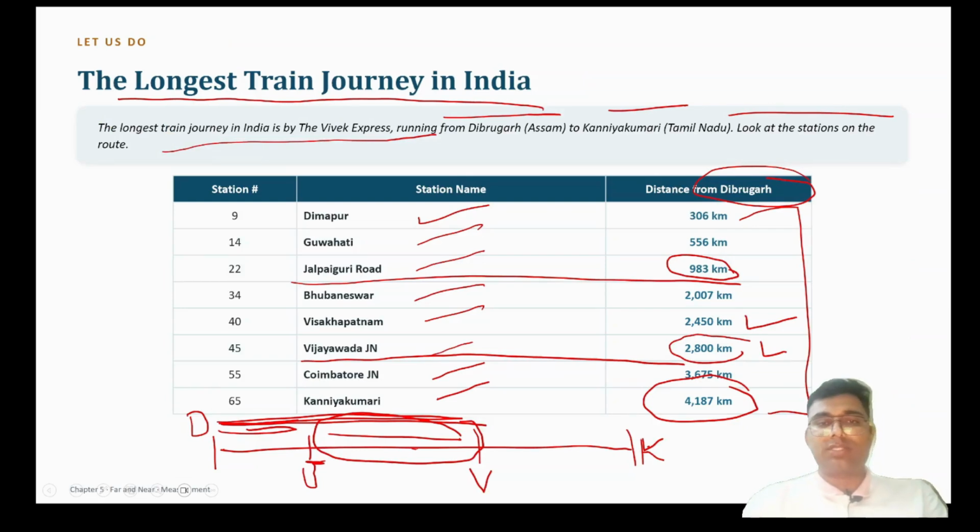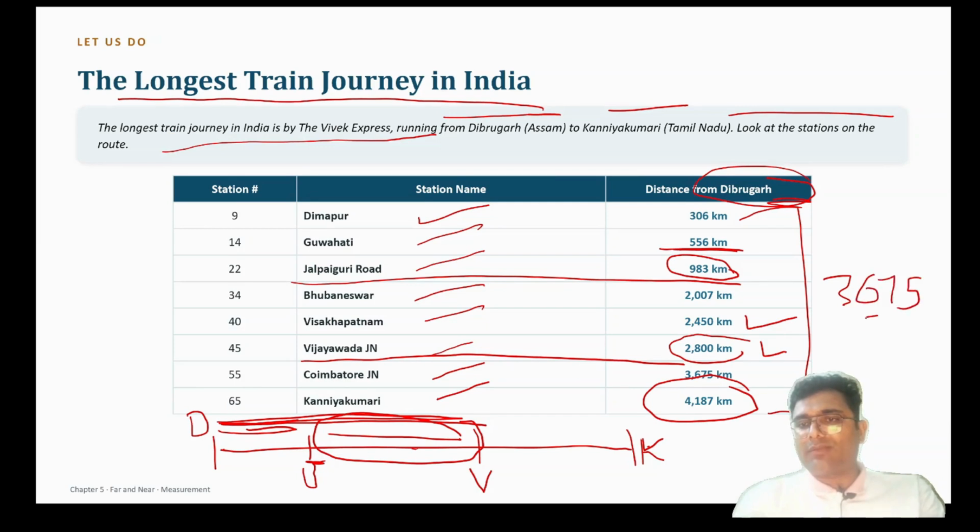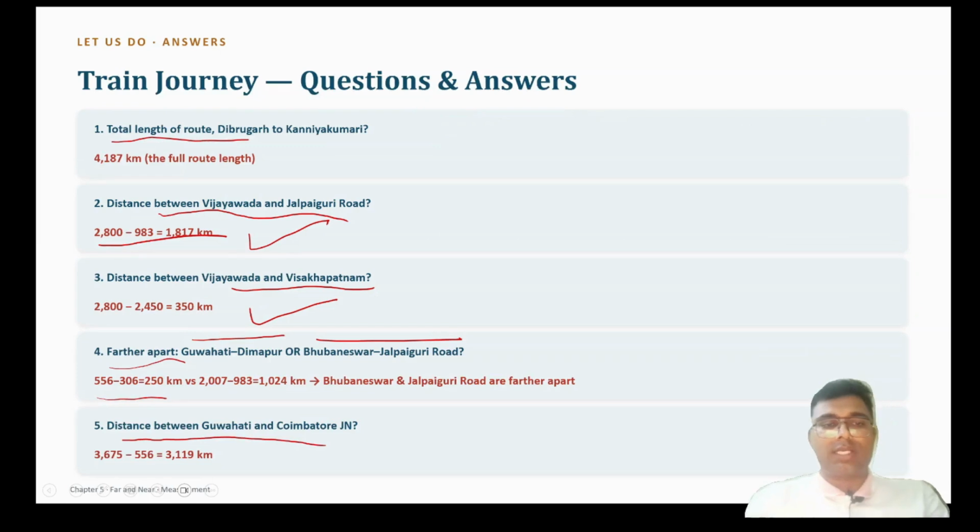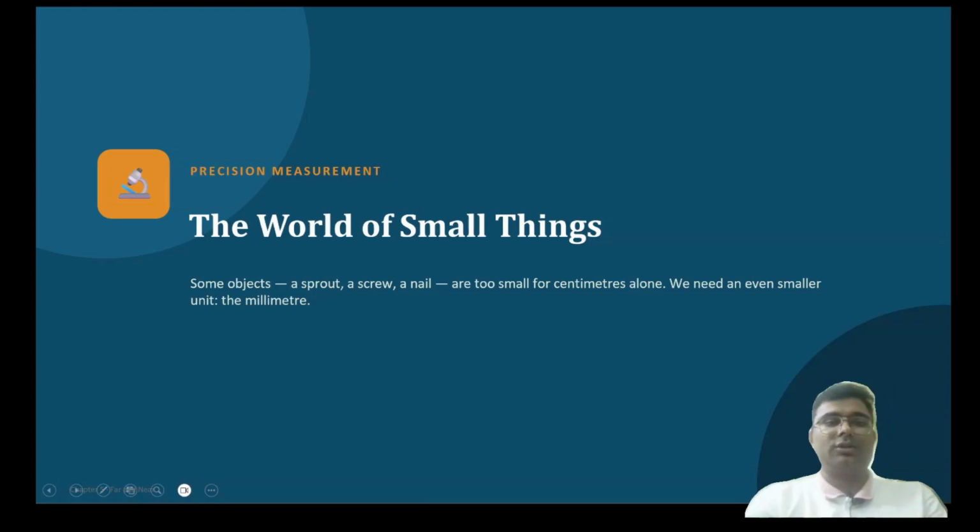Where is Guwahati? Guwahati is 556 kilometers from Dibrugarh, and the next one is Coimbatore. Where is Coimbatore? Here is Coimbatore. So subtract 556 from 3675 and you will get the answer. The distance between Guwahati and Coimbatore is 3119 kilometers.